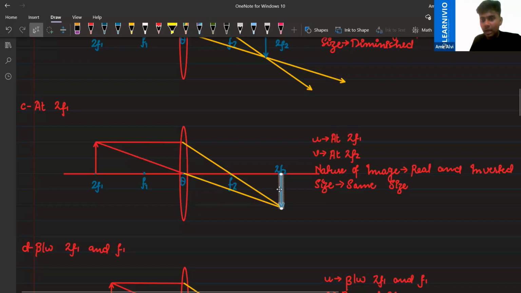See this thing, the image is forming at 2f2. That means of the same size. Yes or no, everyone? Just like the size of the object. Got it? Yes. Okay, and if we talk about the properties of it, when the object is at 2f1, the image would be formed at 2f2. And the nature of the image would be real, inverted and same size. So please note it down and let me know once done.